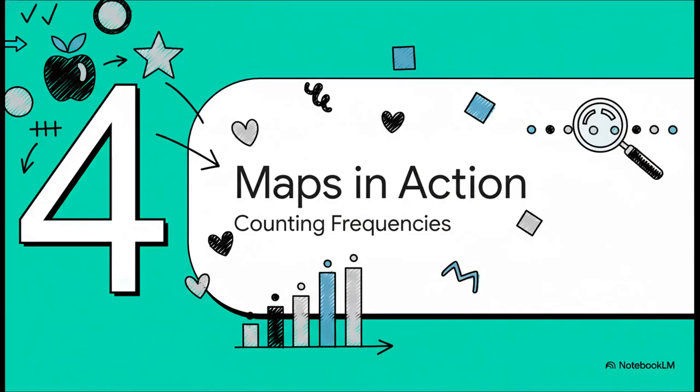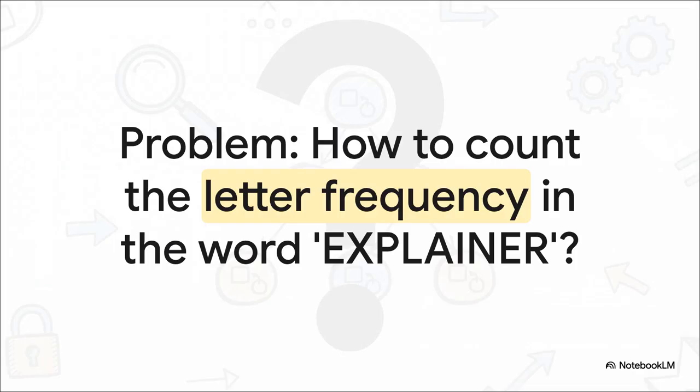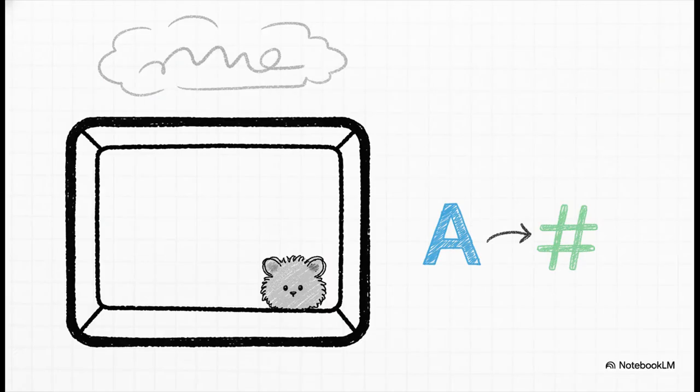So let's put this into practice. One of the absolute classic problems that maps just solve beautifully is counting how many times different items appear in a list. Counting frequencies. Here's our challenge. We have the word "explainer," and we need a final count of each letter. How many E's, how many X's? This is a perfect job for a map. First things first, we just create our map. The key is going to be a char for the letter, and the value will be an int to hold the count. And right now, it's totally empty.